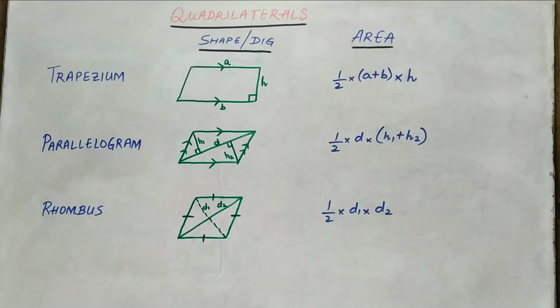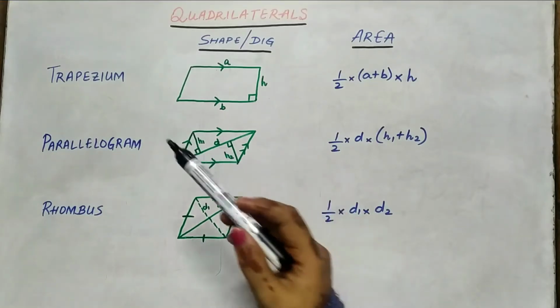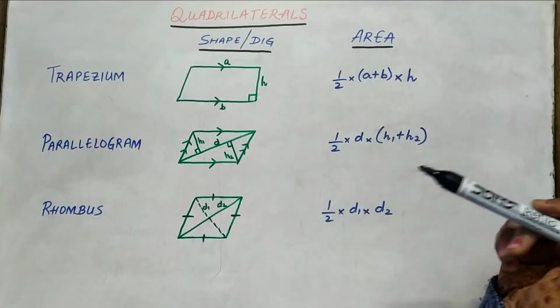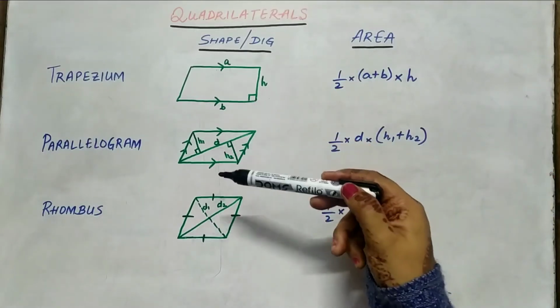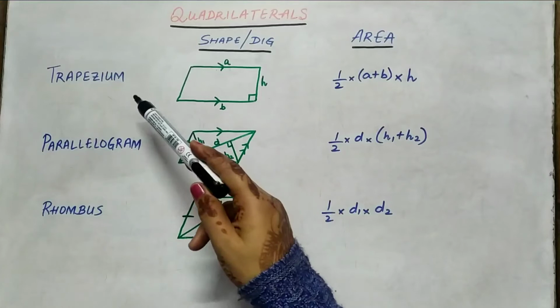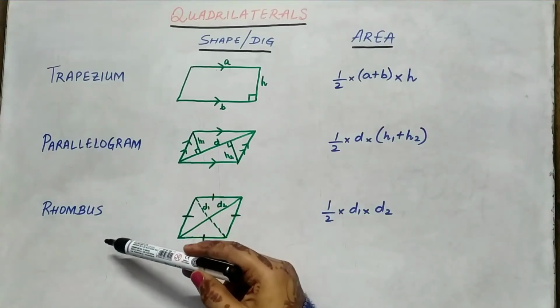Hello friends, in our previous videos we have learned how we can find out the areas of the geometrical figures like square, rectangle, triangle, circle, etc. Today we will learn the areas of the four-sided figures, that is quadrilaterals. In the given chart we have three types of quadrilaterals: trapezium, parallelogram and rhombus.